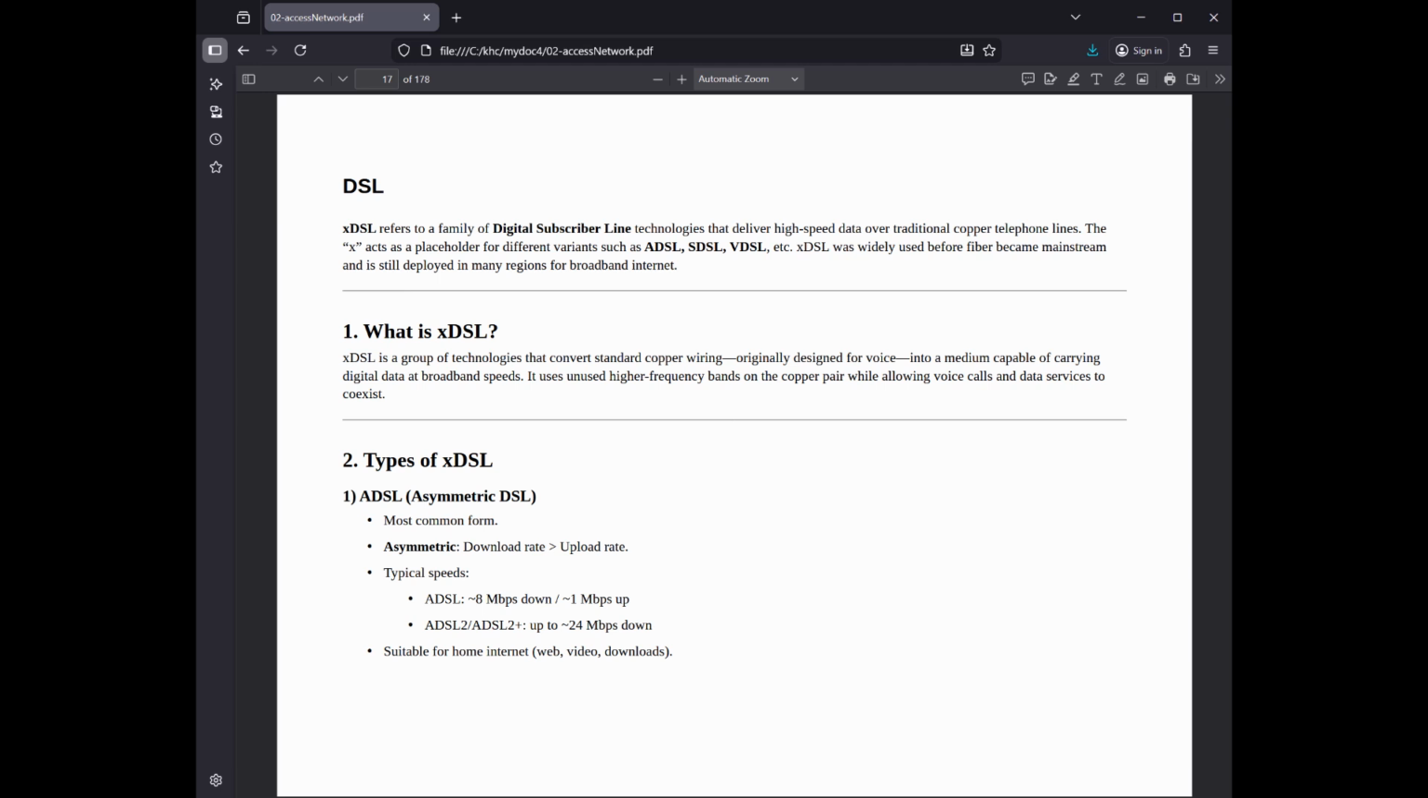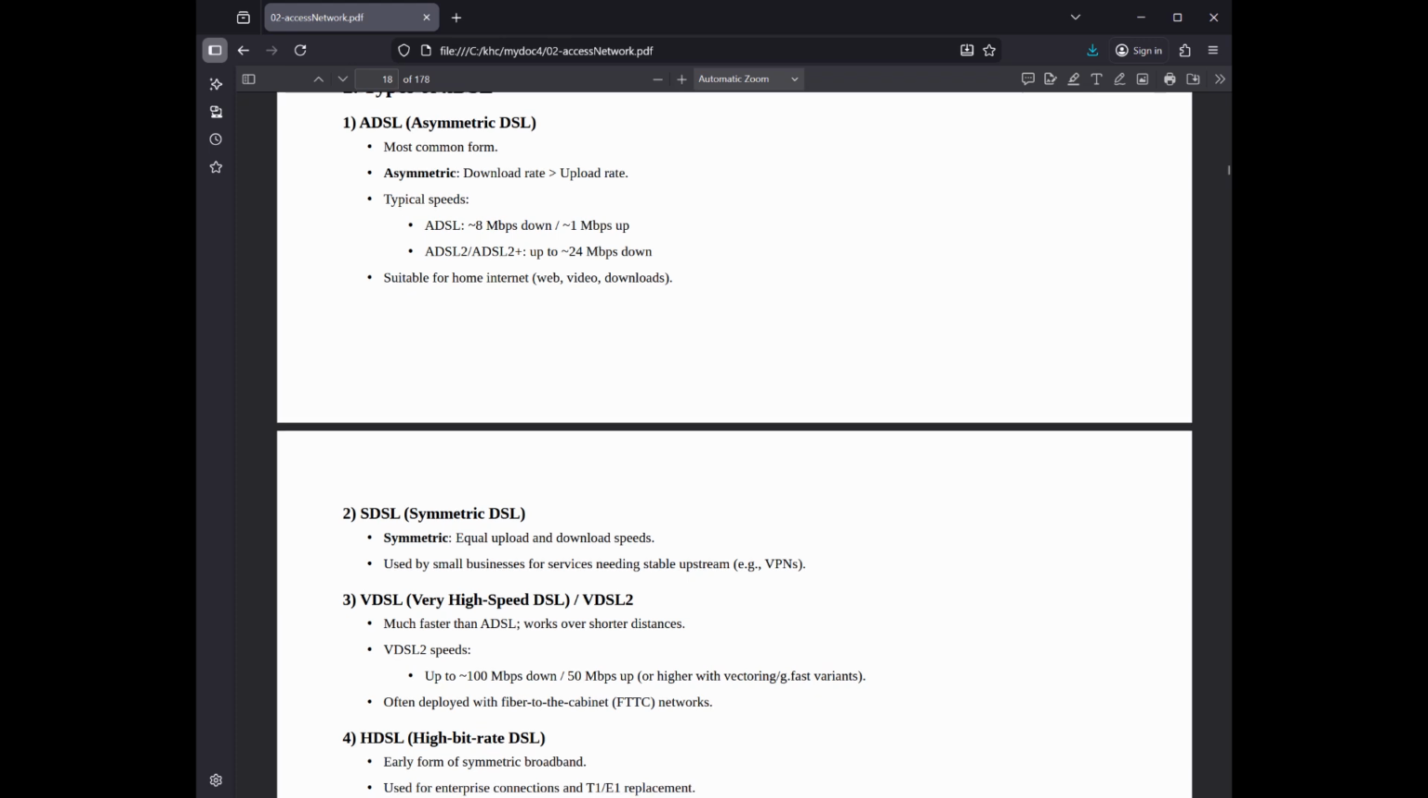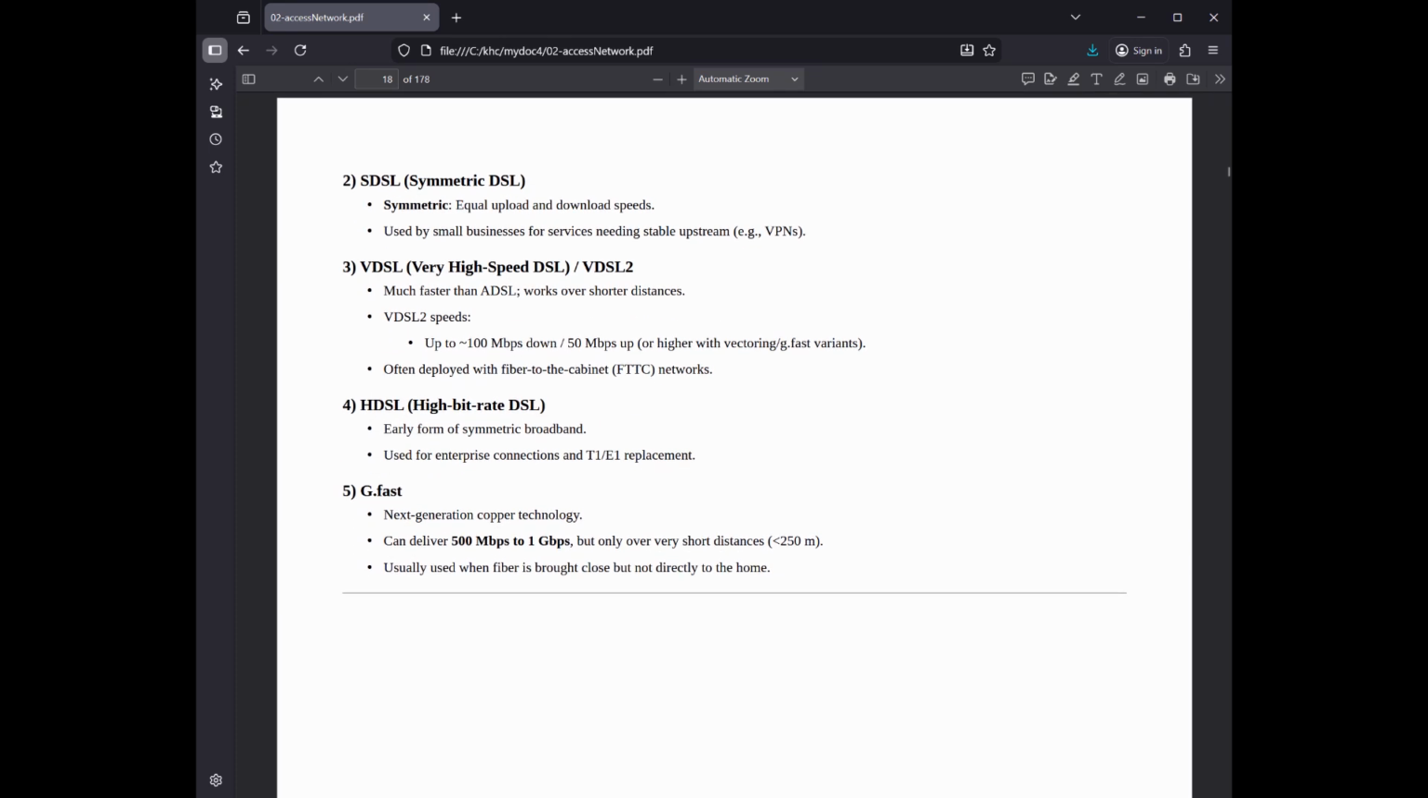ADSL, asymmetric DSL, the most common type for residential use. It provides higher download speeds than upload speeds, matching the behavior of most home users. ADSL 2/2+, enhanced versions offering faster speeds, up to 24 Mbps, and better range. VDSL, very high bitrate DSL, offers significantly higher speeds, up to 52 to 100 Mbps, over very short distances. VDSL2, supports up to 200 Mbps aggregate speed using advanced techniques like vectoring to cancel noise.